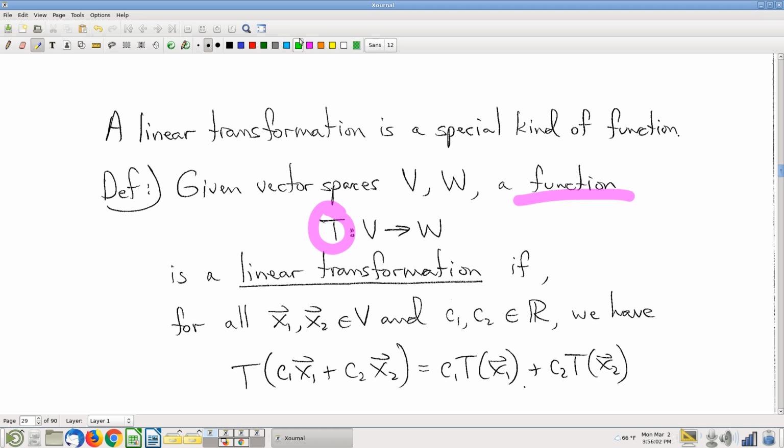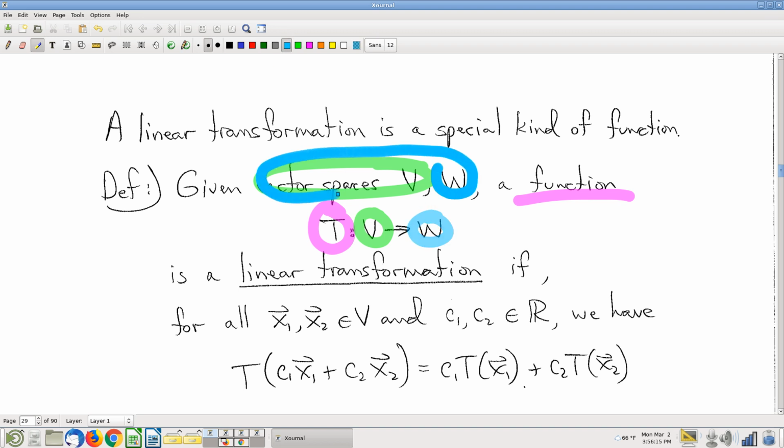There are a few requirements. The domain has to be a vector space. That's the first rule. The target has to be a vector space also. That's the second rule. Those are easy to check most of the time. The third rule, the linearity condition, that which makes it linear, I'm going to write down as this rule right here.